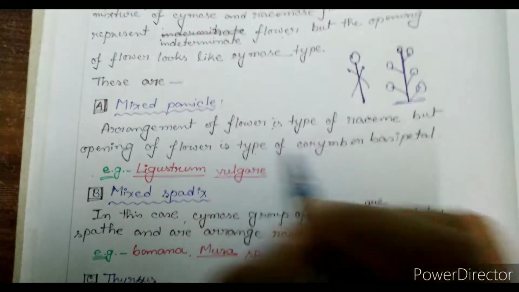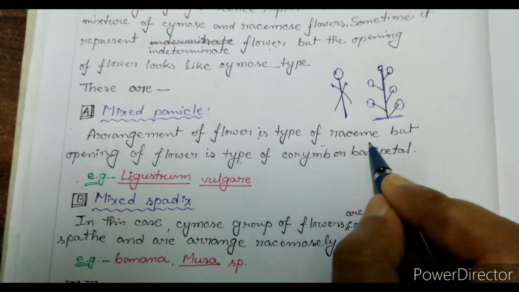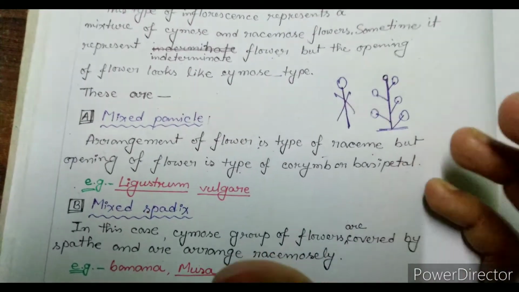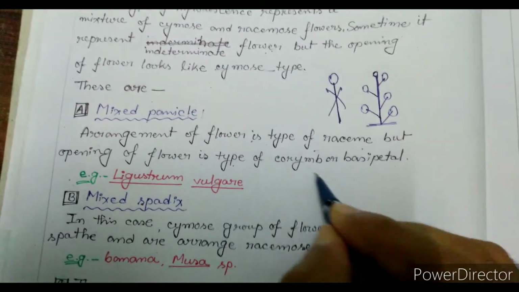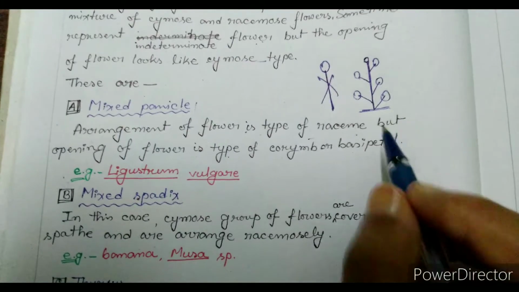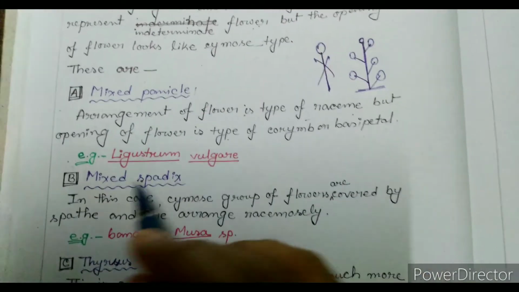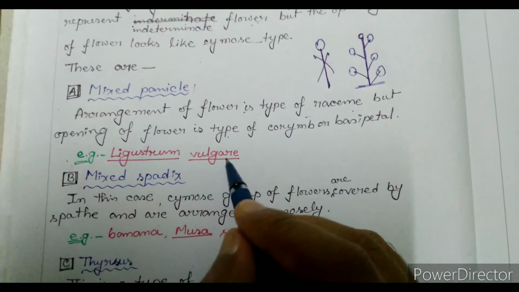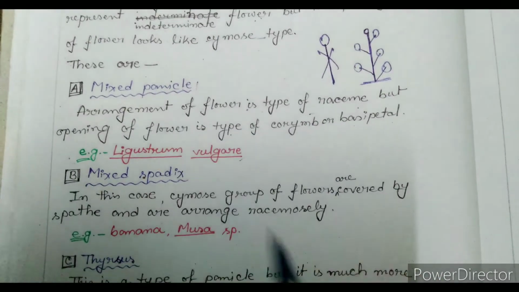But in mixed panicle, a cluster of racemose inflorescences is present, and the opening of the racemose inflorescence looks like basipetal, and this is called mixed panicle. The example is Ligustrum vulgare. This is the example of mixed panicle.